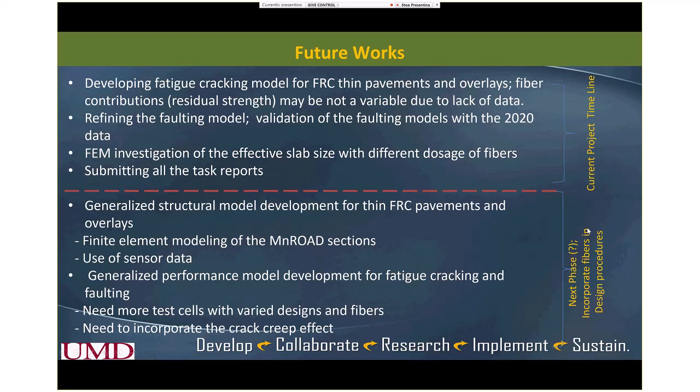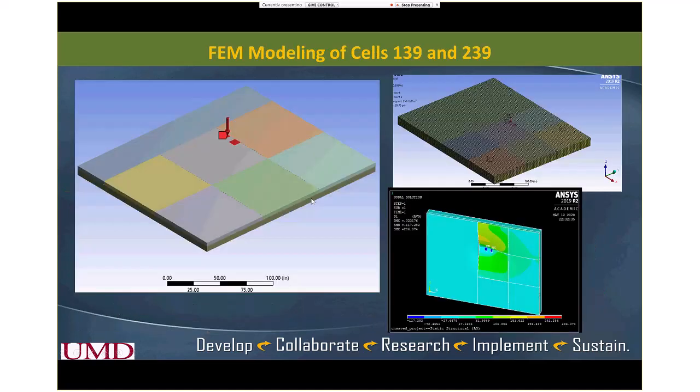So just a couple of slides on what we're doing in the finite element modeling. We already developed models. This slide shows the model that we created for cells 139 and 239. We consider 4-foot-wide shoulders, just like the way it is there, and then we have a 6-slab model. We are using the same truck load, or the same equivalent wheel configurations, that we have.